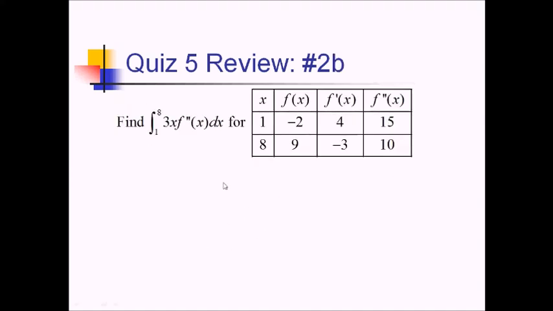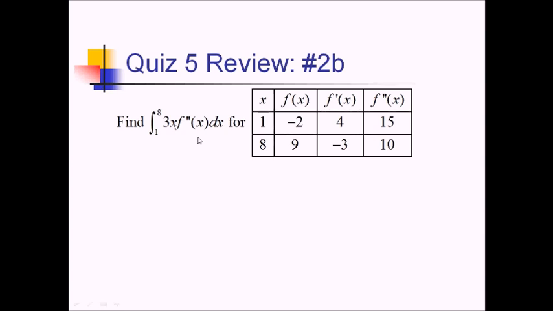For this problem, I want the integral from 1 to 8 of 3x f double prime of x, given this table of values for f double prime and some other derivatives and non-derivatives of f. So to get started on this, what technique should we use? Well, we're multiplying two things together, and we can't simplify them. We also can't use substitution. So we're going to have to go ahead then and use integration by parts. There's really no other option.